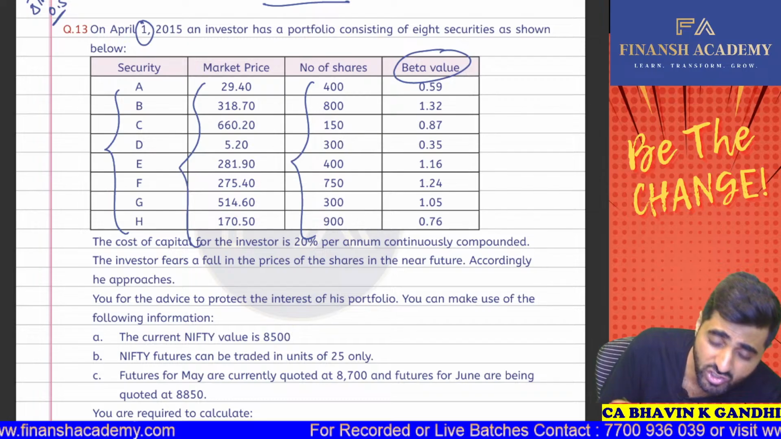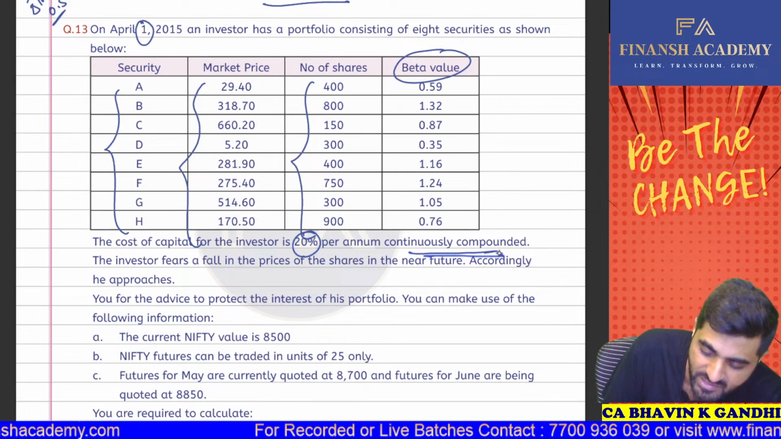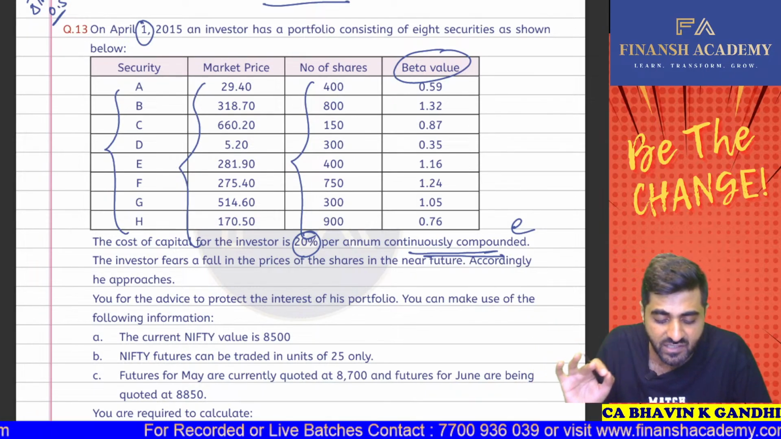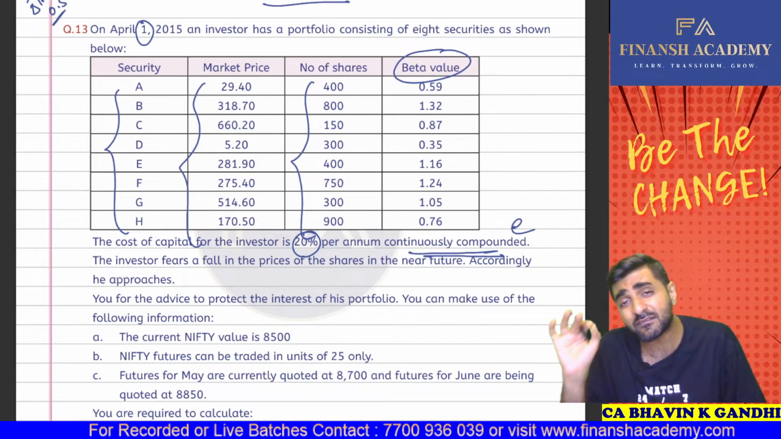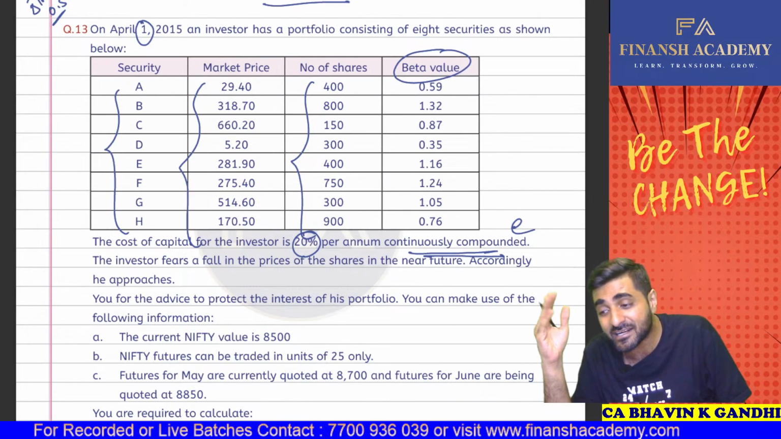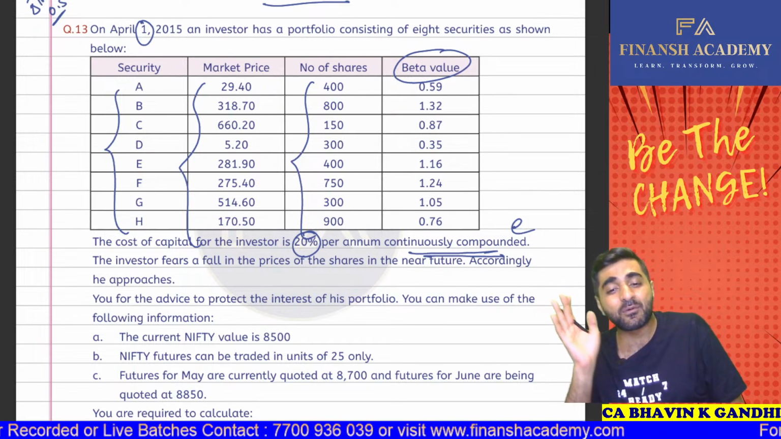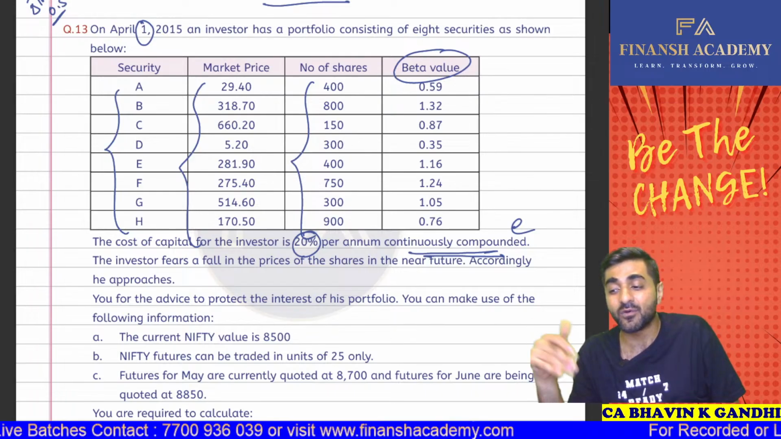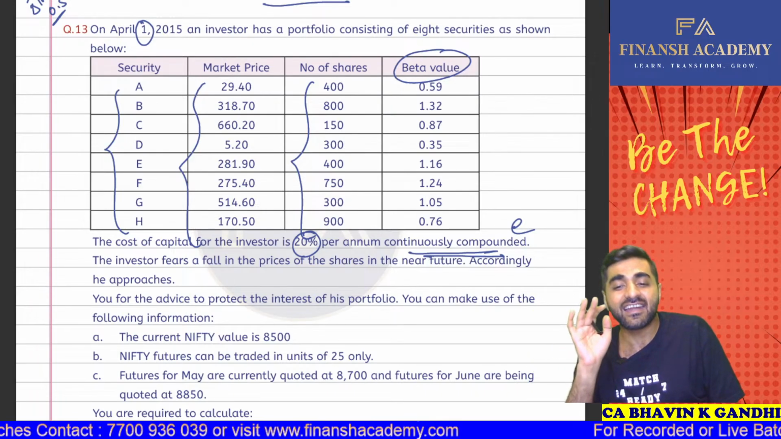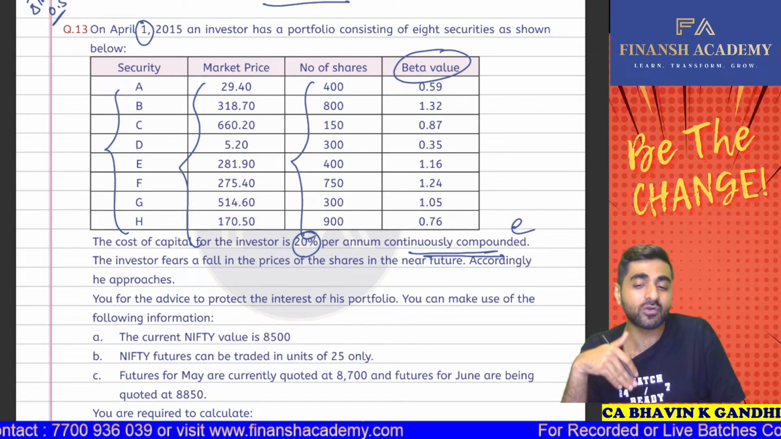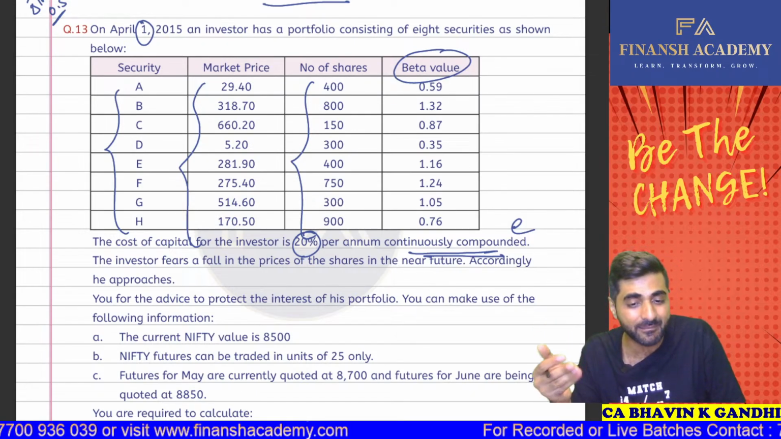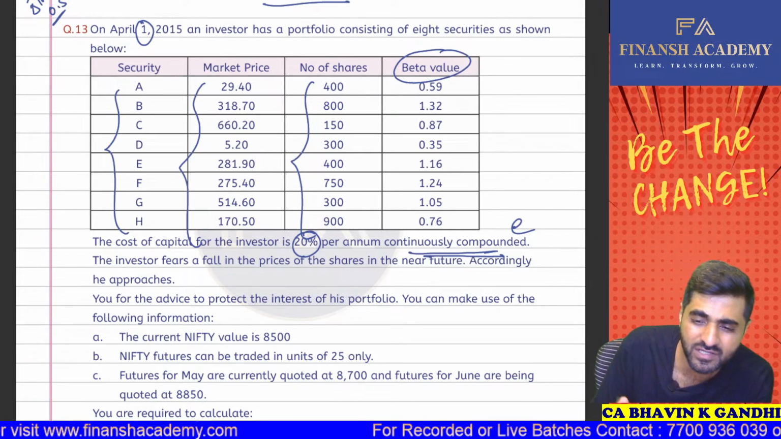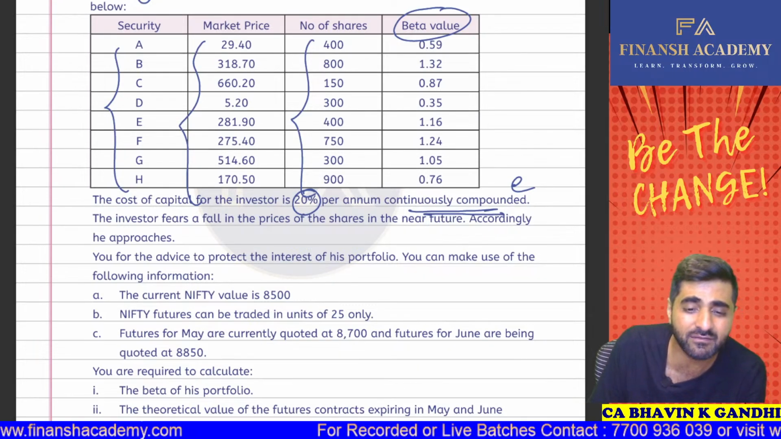Yes, sir. The cost of capital is 20% per annum, which is continuously compounded, so here there is e which has to be taken into consideration. And the investor fears a fall of prices. When an investor fears the fall of prices, it means he is expecting that the portfolio value will be reduced. So what can be done next? Can I say we can hedge the portfolio value? How? By entering into a short position in the derivative segment, in index futures. So the investor fears a fall and wants to protect, and the following data is given to you.